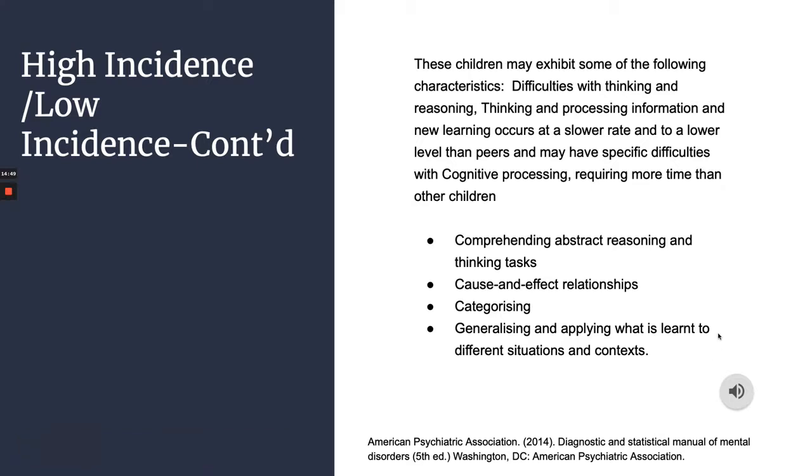These children may exhibit some of the following characteristics: difficulty with thinking and reasoning. Thinking and processing information and new learning occurs at a slower rate and at a lower level than peers, and they may have specific difficulties with cognitive processing, requiring more time than other children to comprehend abstract reasoning and thinking tasks, cause and effect relationships, categorizing, generalizing, and applying what is learned to different situations and contexts.